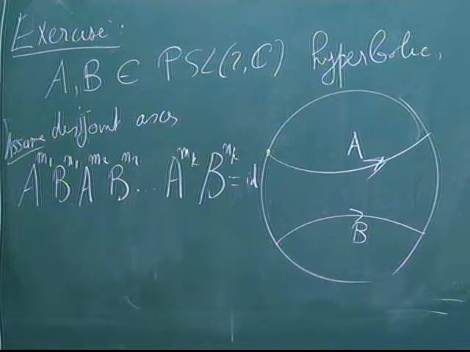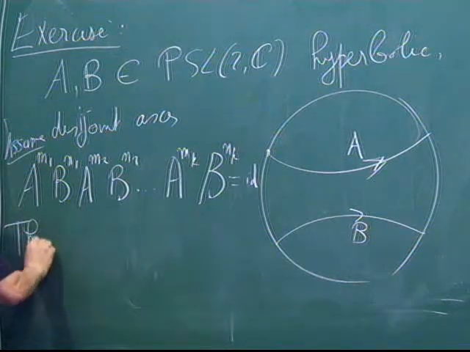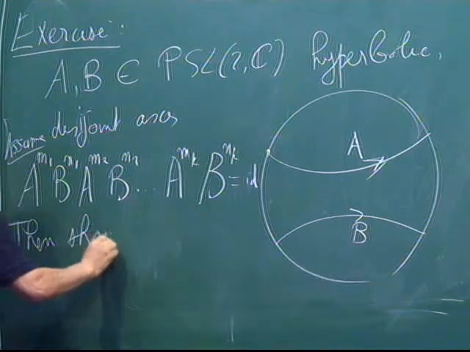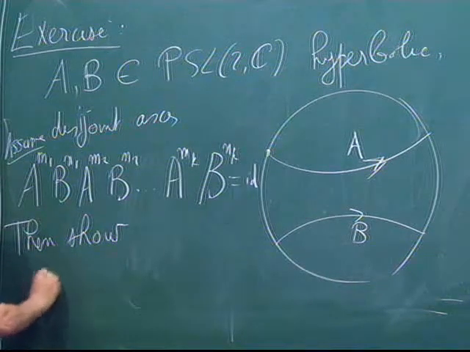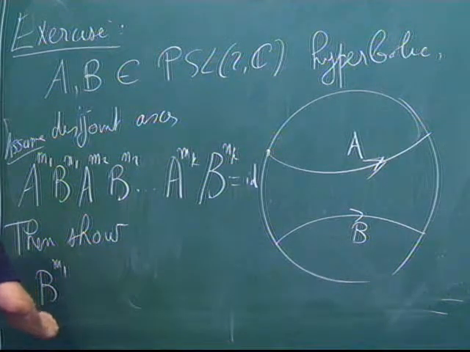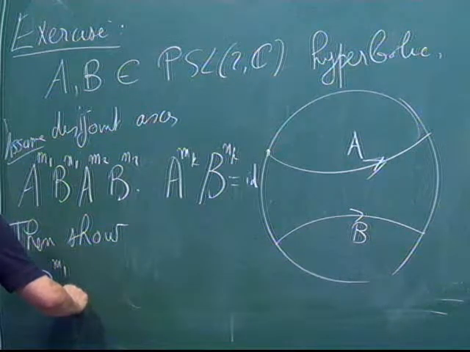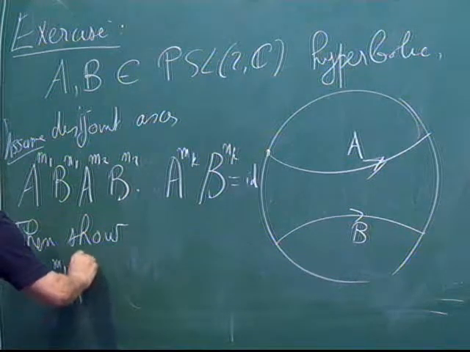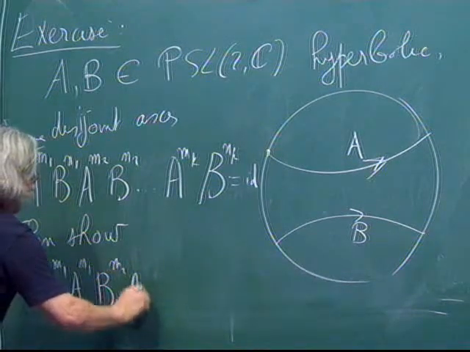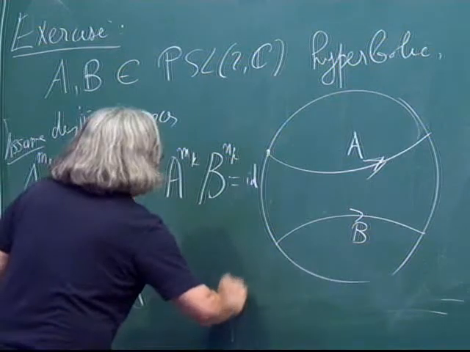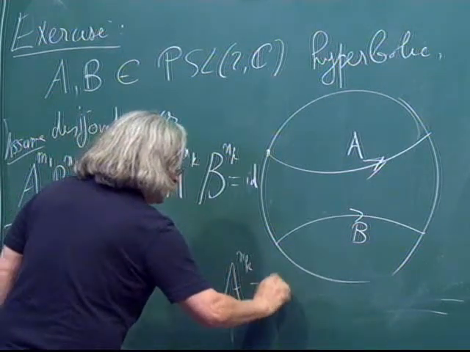Then the exercise is to show that if you replace all A's by B's and all B's by A's, you get a relation which still holds. That B^M1 A^N1 B^M2 A^N2 ... A^K is also equal to identity.